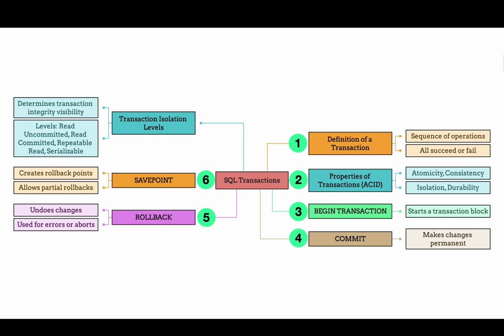6. Savepoint, creates points within a transaction to which you can later roll back. This allows for partial rollbacks and more complex transaction control. 7. Transaction isolation levels, determine how transaction integrity is visible to other users and systems. Common levels include read uncommitted, read committed, repeatable read, and serializable.